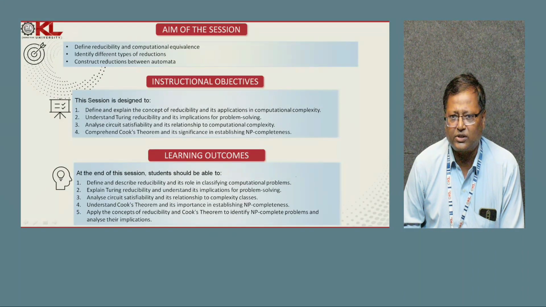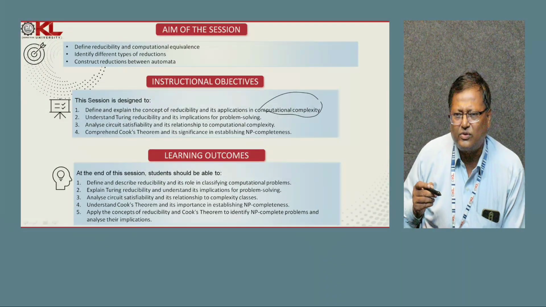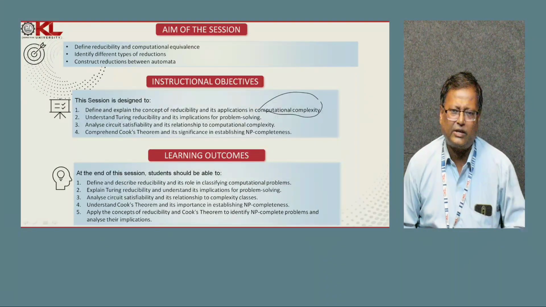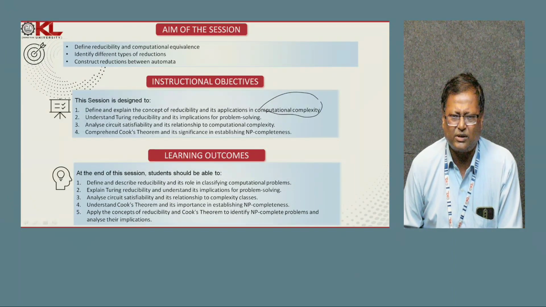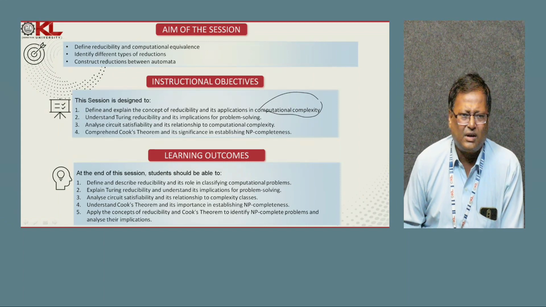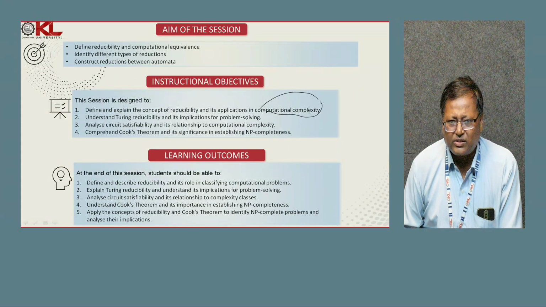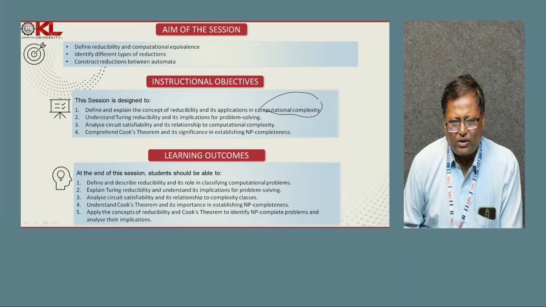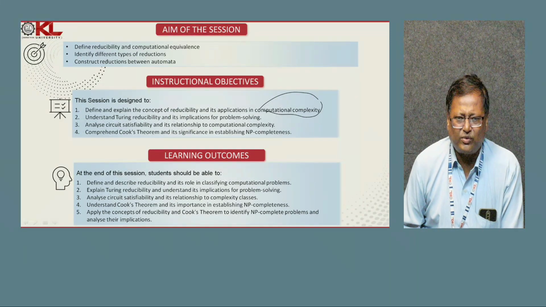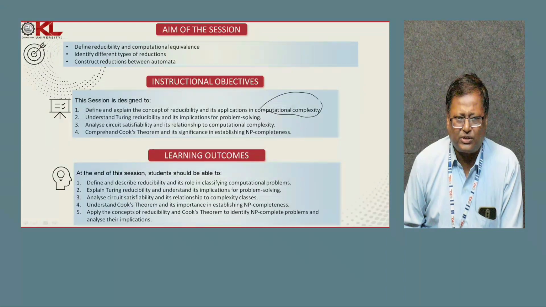The objective of the section is designed to define and explain the concept of reducibility and its applications, and its computational complexity. Here computational complexity is written. It means we define the P class, NP class, NP complete and NP hard problems in computational complexity: how complex the problem is. Next is to understand Turing reducibility and its implication for problem solving. Here, using the Turing machine we will make the reducibility, and also use the SAT problem and reduce it through Turing reducibility.